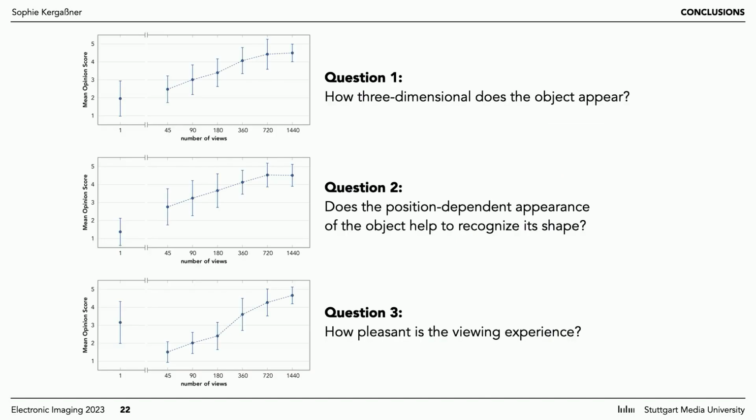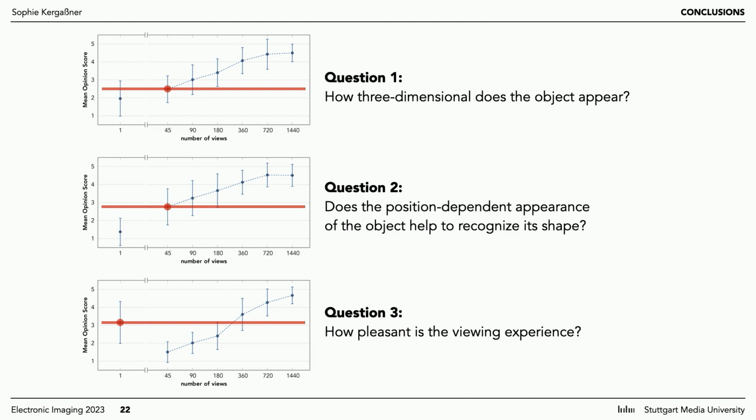So what are the conclusions we can draw? Overall, the MOS rises with a higher number of views. And we can see that the effect of three-dimensionality and the recognition of shape is better with the LFD than with the one-view example. But in contrast to that, we can see that the one-view tops 3 out of 6 LFD stimuli in regards to the viewing pleasantness.